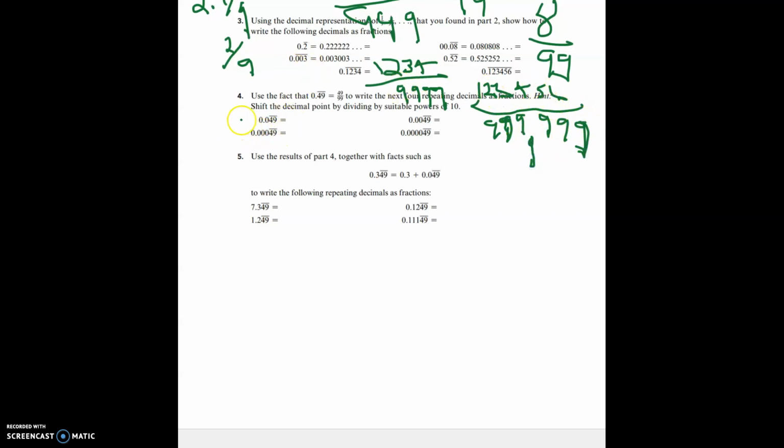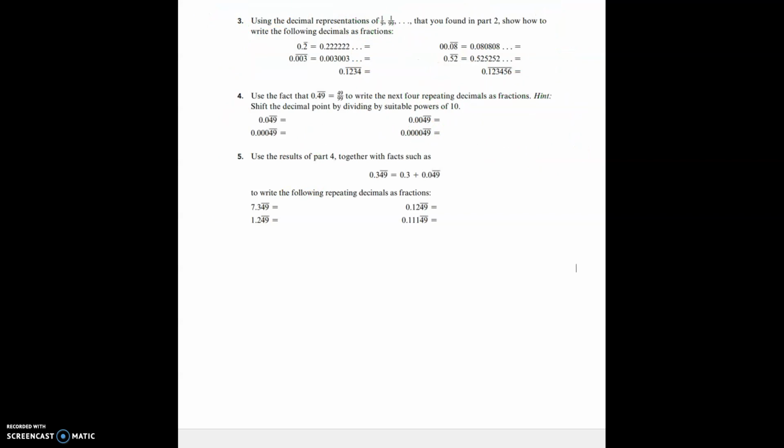All right, so if you didn't get those, go ahead and try 4 and 5 again and see if you can figure it out now. Okay, so if we look at this next part, they give us this hint, but notice there's a 0 here that's not repeating. So it goes 49, 49, 49, 49, 49, but there's an extra 0 in there. So we don't want it over like 999. What we want is 49 over 990, because that 0 is going to give us that 1 place value.